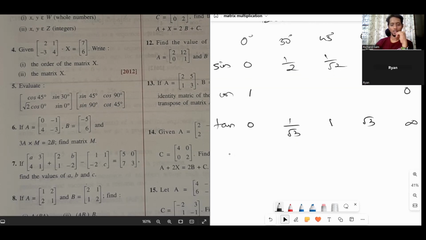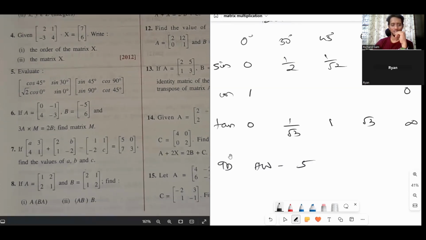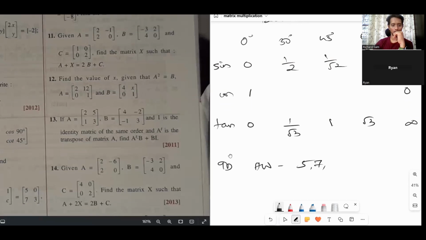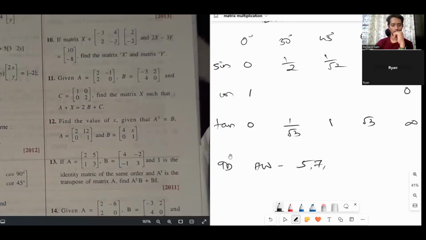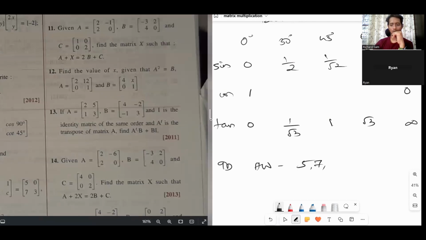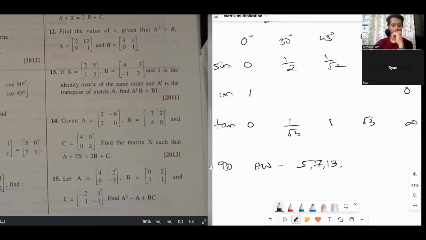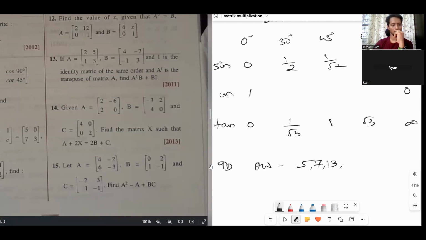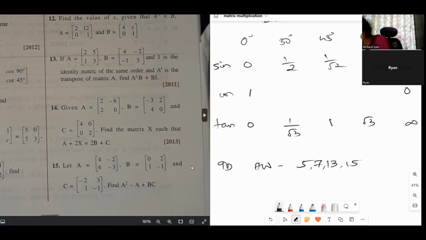All right. So from 9D, your homework, question 5. Question 7 is easy. There's no multiplication. It's all addition, subtraction. 13. 15. Second equation. So you got the B from the first equation, no? Substitute the B in.